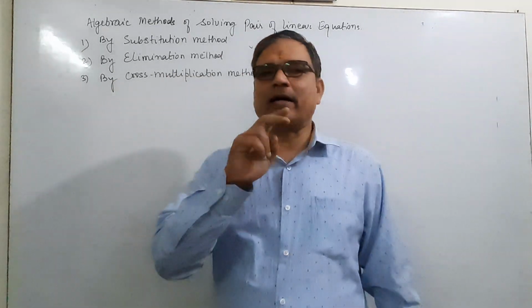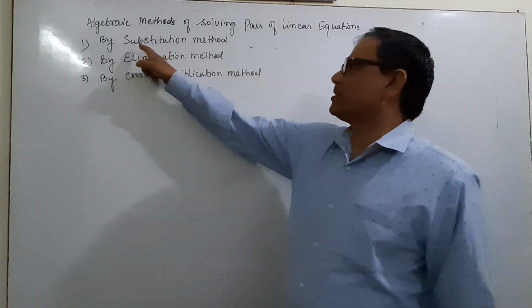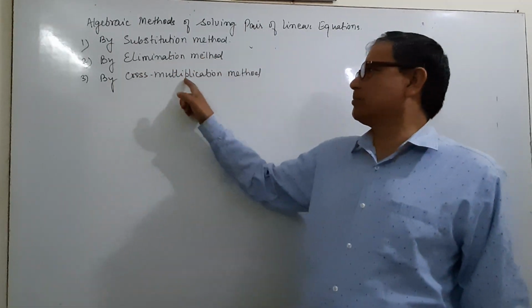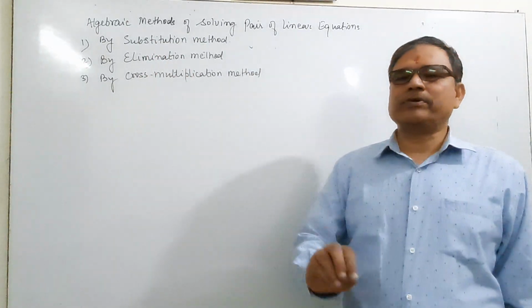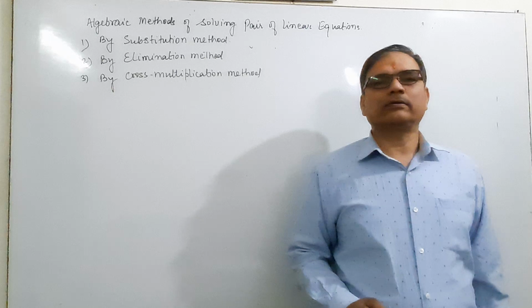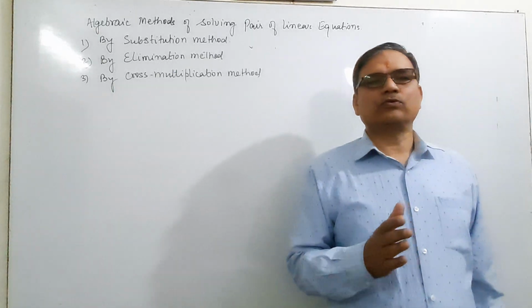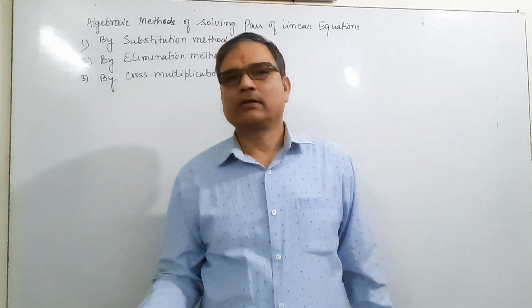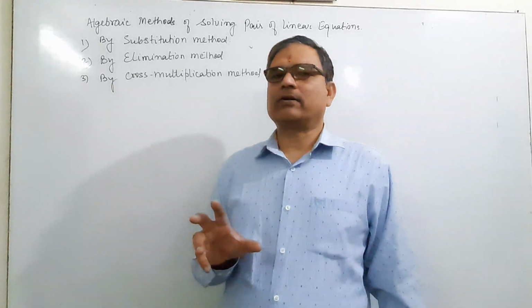Now there are three methods to find the value of x and y. First is the substitution method, second is the elimination method, and third is the cross multiplication method. Here is the substitution method. Substitution means one is replaced and we have to substitute the other. For example, in a cricket team, if one player has to be replaced, we substitute another player in place of that player, and there will be no effect.